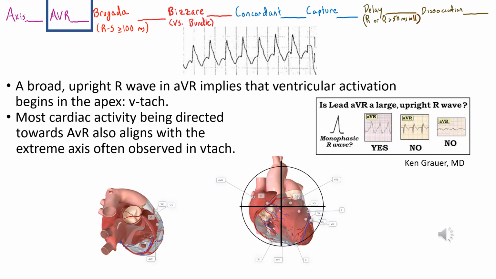Lead AVR provides a great shortcut for identifying VTach. It is specific but not particularly sensitive. If AVR is entirely positive, it means that the impulse must be traveling from the apex of the ventricle superiorly. You can look at the illustration on the bottom left. It gives you the viewpoint of AVR looking down the barrel of the left ventricle. If AVR is a large upright R wave, it means that the wavefront is coming at you from the ventricle and that you're therefore dealing with VTach, presumptively. However, if it's super wide, it could also be flecainide toxicity or hyper K.